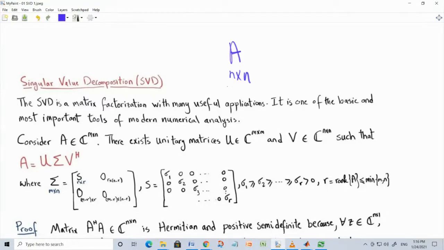You can go for the Jordan canonical form. It's not bad, but also it is still for square matrices. So we want something that is very general, and this is the SVD. The trick is simple. The trick is you start with a matrix that is generally rectangular. So our matrix here is m by n.